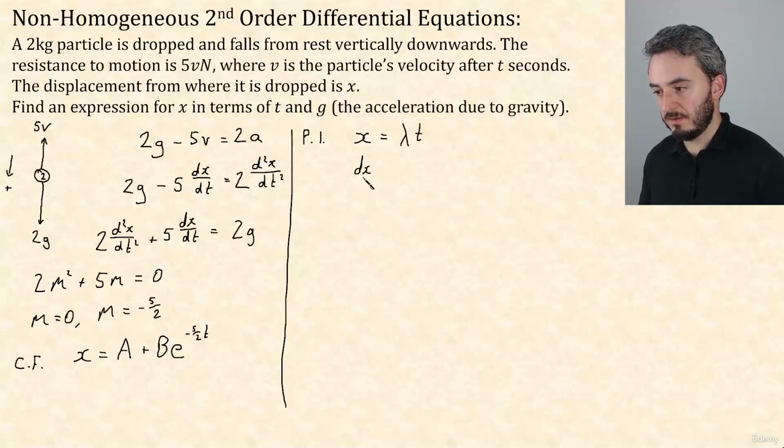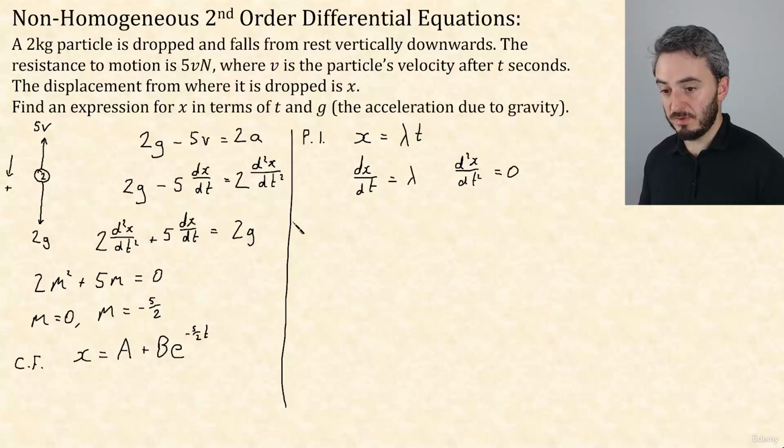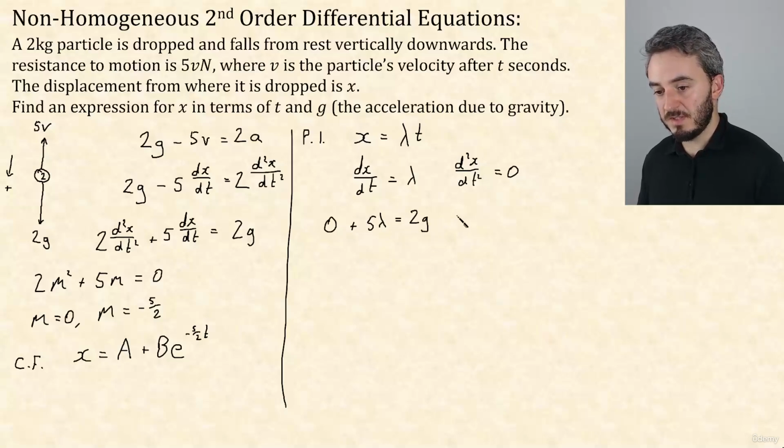So dx by dt is lambda, and we don't really need it, but d2x by dt squared is 0. Subbing into this differential equation, we get 2 times the second derivative, which is 0, plus 5 times the first derivative, 5 lambda. That needs to equal 2g. So that tells me that lambda equals 2/5 g. Okay, so we now have our particular integral. It's x equals 2/5 g times t.